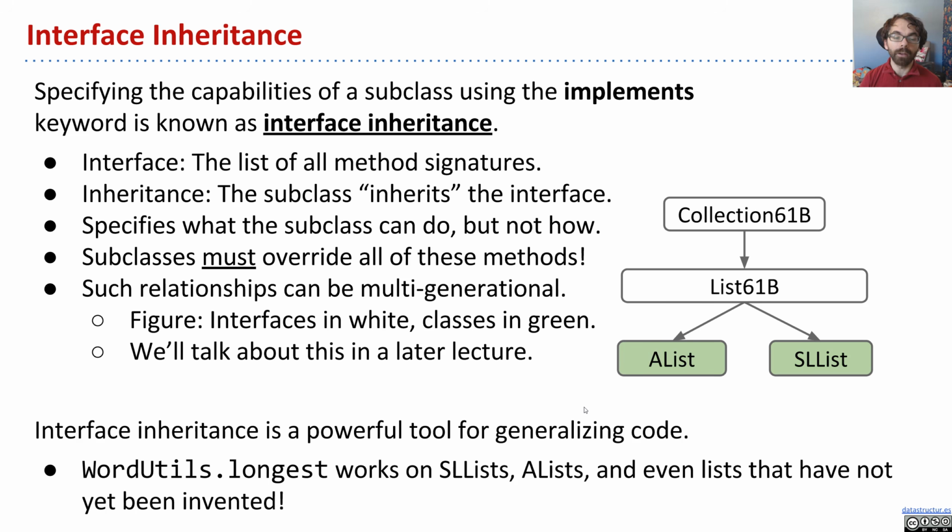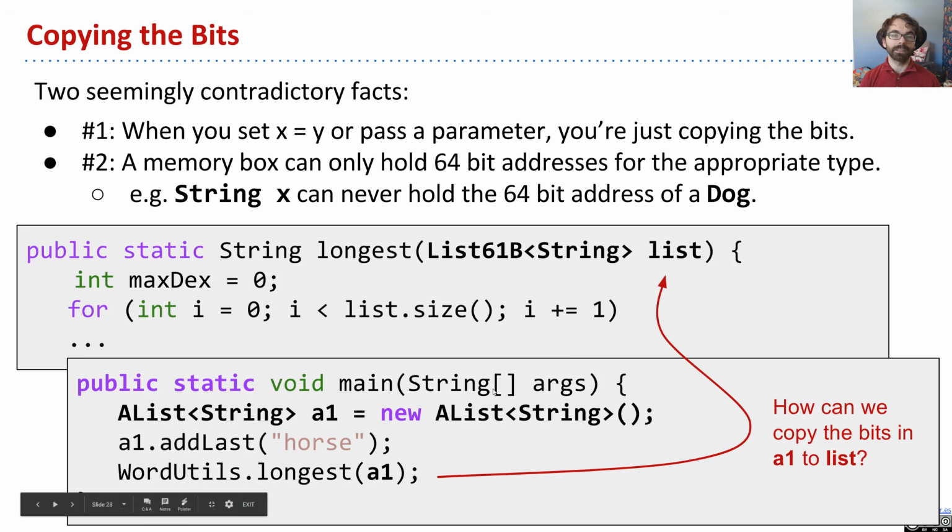This notion of interface inheritance is an incredibly powerful tool that allows you to generalize your code because we're able to do things like write our WordUtils longest method so that we can find the longest item in an SList, an AList, or classes that haven't even been invented yet. So that's interface inheritance. Now, one thing that's interesting about interface inheritance is that while it's powerful, it seems to lead to a bit of a contradiction with things we talked about earlier. Way back in lecture 3, we talked about the golden rule of equals, or the mystery of the walrus.